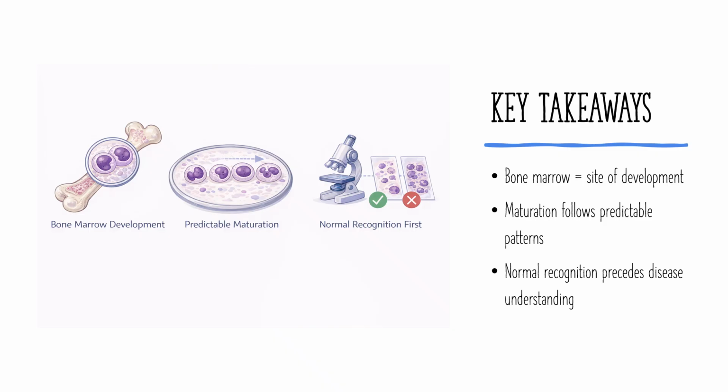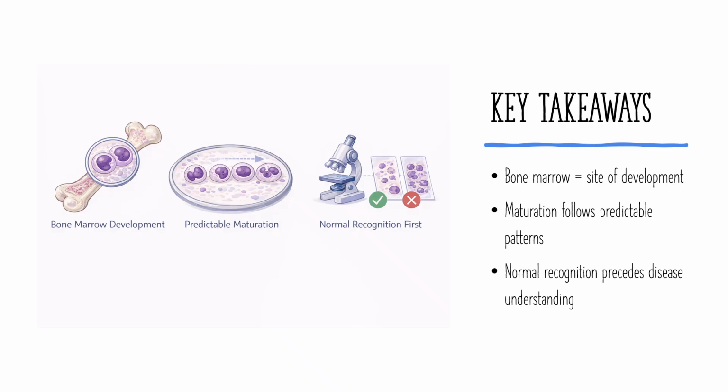Second, maturation follows predictable patterns. Across the myeloid lineage, we saw consistent trends. Cell size decreases, nuclear chromatin condenses, nucleus shape changes to recognizable stages, and granules appear and specialize. The nuclear to cytoplasmic ratio shifts. These are not isolated facts, they are patterns. And histotechnology is fundamentally pattern recognition science. Once students stop trying to memorize individual cells and start recognizing progression, everything becomes easier and honestly, much more fun.